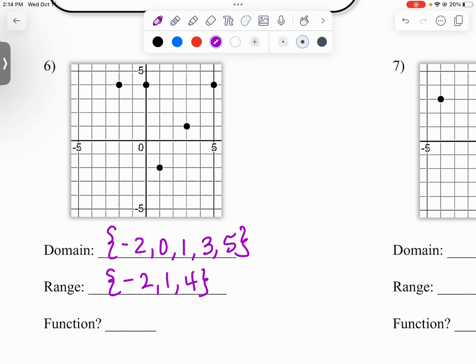Reese, would you say that this is a function? Reese said that yes, this is a function. Ella, why? It passes the vertical line test. Not bacon, lettuce, tomato, but the vertical line test.